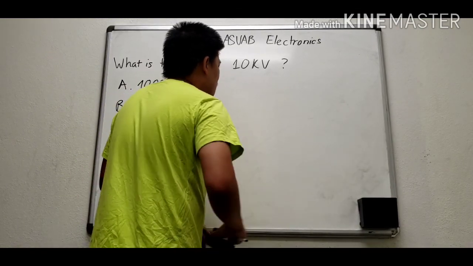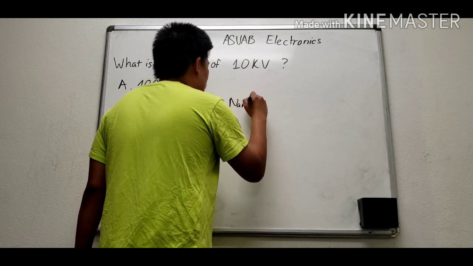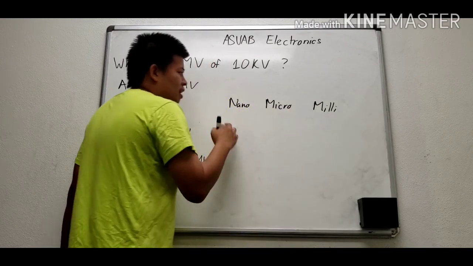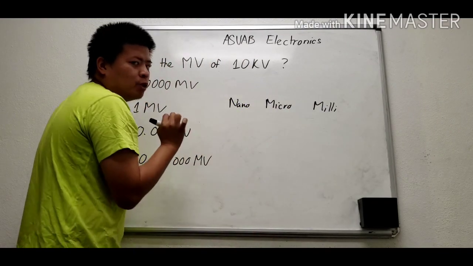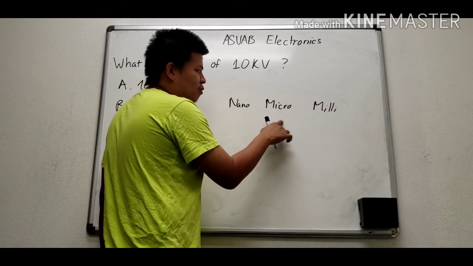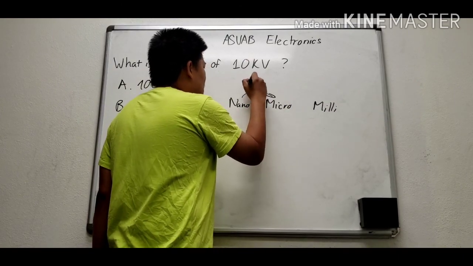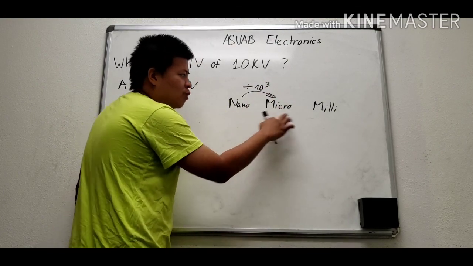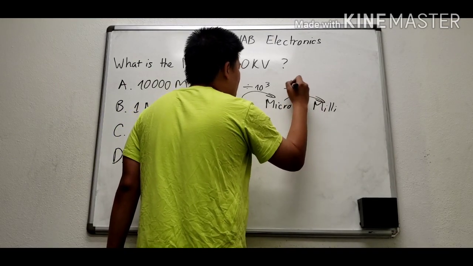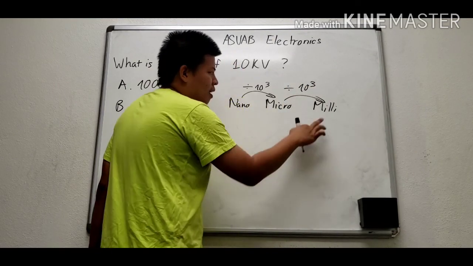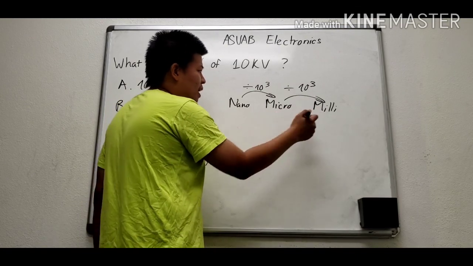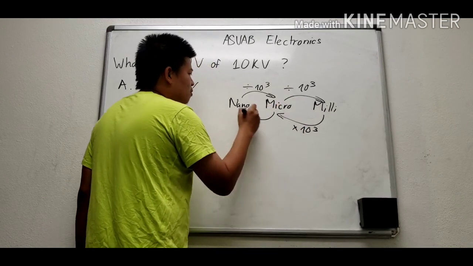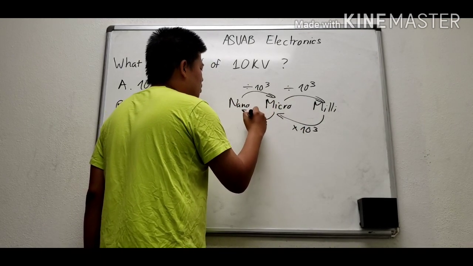Similar to the next one: nano, micro, milli. Each of them has a difference of 10 power 3. If we want to convert nano to micro, we divide by 10 power 3. If you want to convert micro to milli, we divide by 10 power 3. If we want to convert back from milli to micro, we multiply by 10 power 3. From micro to nano, we multiply by 10 power 3.